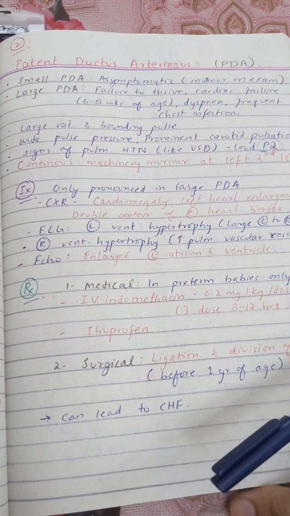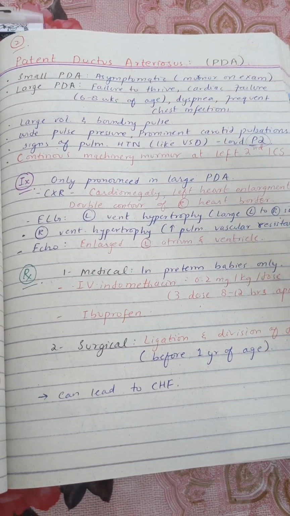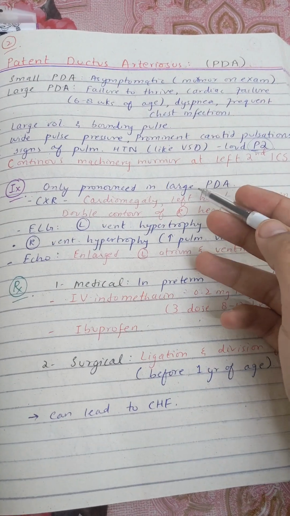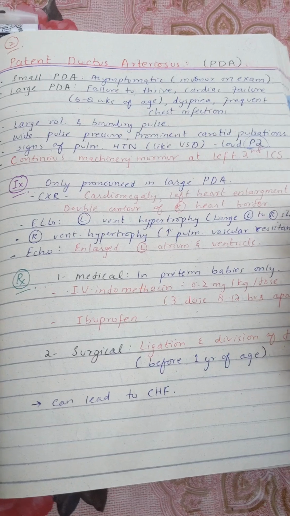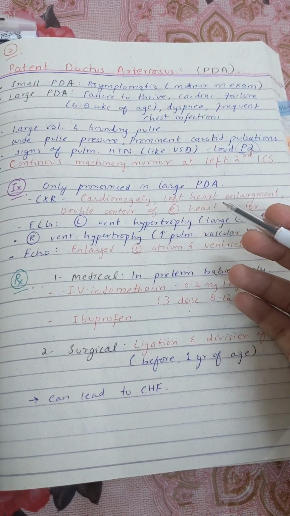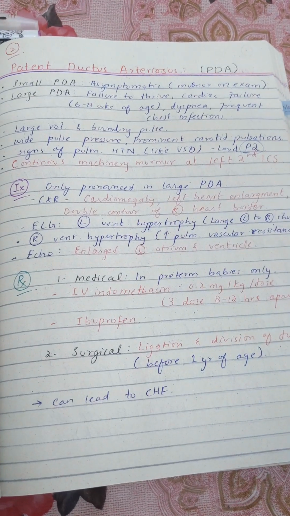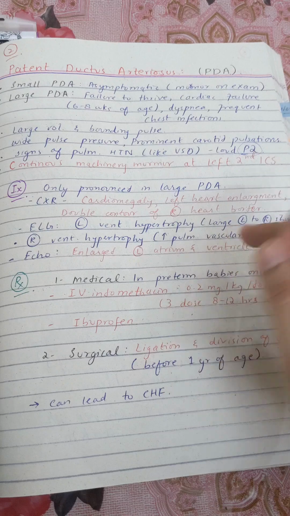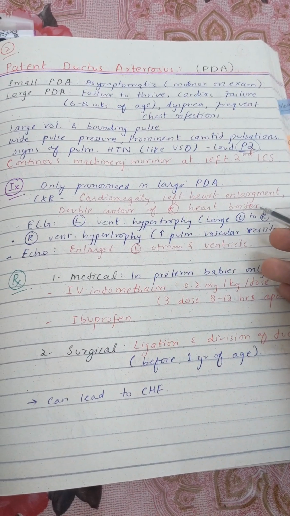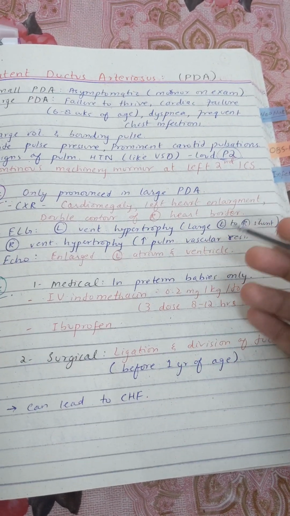And now what are the important investigations that you're going to be ordering in a child of PDA, and what will be the findings on those investigations? So first of all, these findings will only be appearing in the case of a large PDA. In a small PDA, these findings are not very prominent. So on a chest x-ray, there will be cardiomegaly, there will be a left heart enlargement, and there will be a double contour of the right heart border. Okay, so cardiomegaly, left heart enlargement and double contour of the right heart border, these will be seen on chest x-ray. ECG will show a left ventricular hypertrophy because of a left to right shunting.